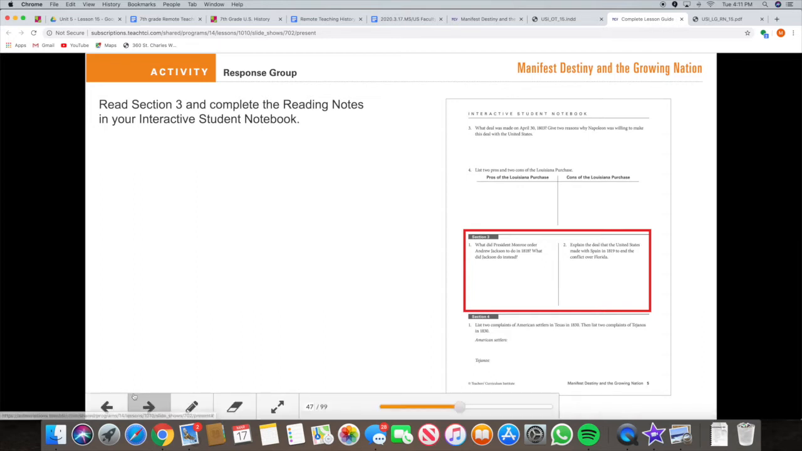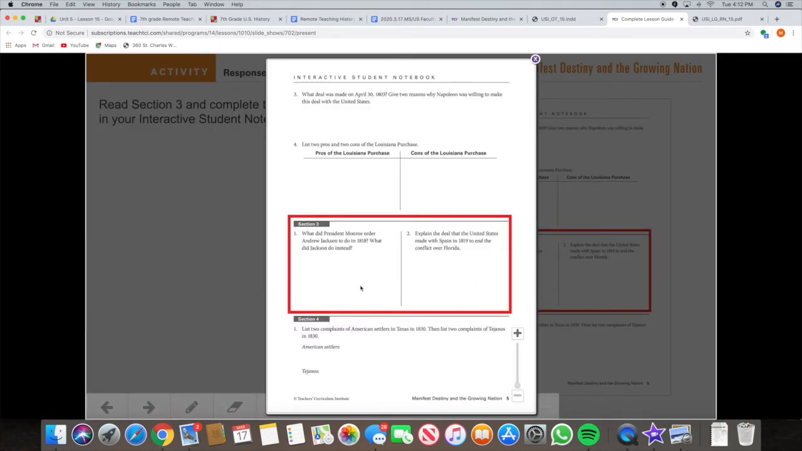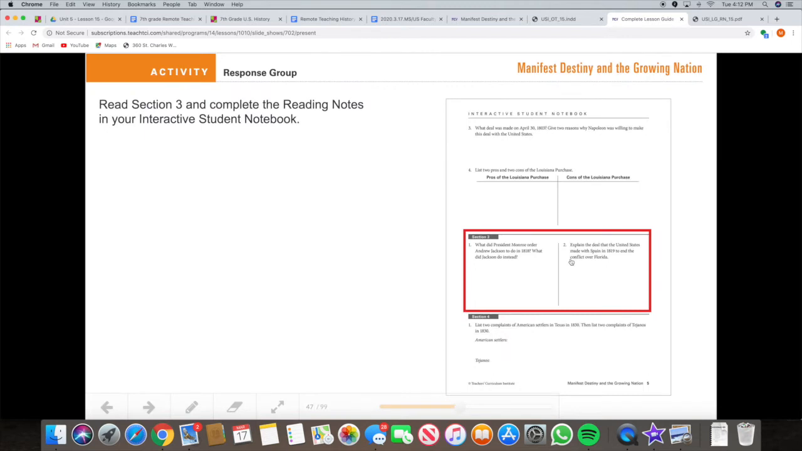Good. When you're done with reading, so again, I'm assuming you just paused the video, you took those 5 minutes to read. So once you're done with the reading, please go ahead to your interactive notebook. We are on page 142. And we're answering the question, what did President Monroe order Andrew Jackson to do in 1818? What did Jackson do instead? And number two, explain the deal that the United States made with Spain in 1819 to end the conflict over Florida. All right, guys, pause the video here. Answer those two questions in your interactive notebook.